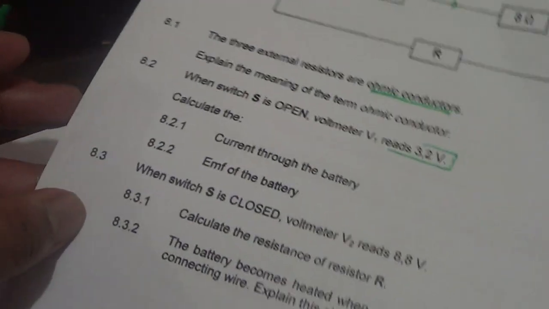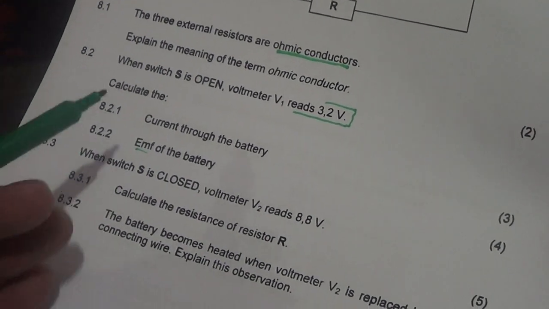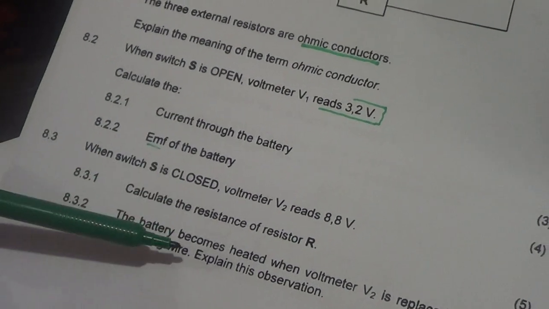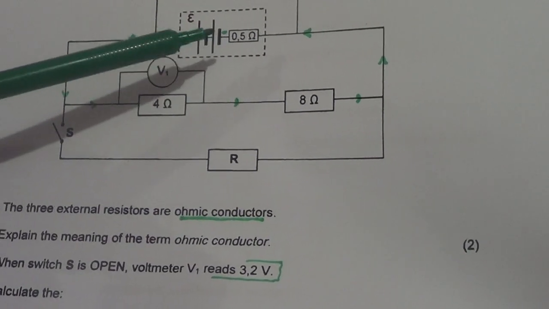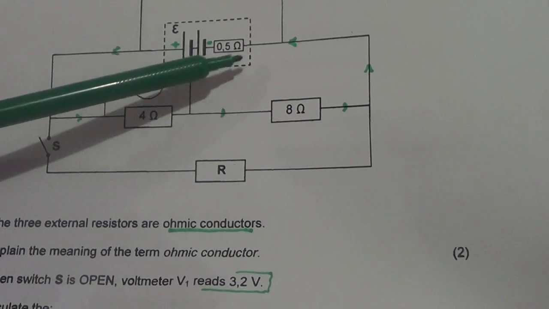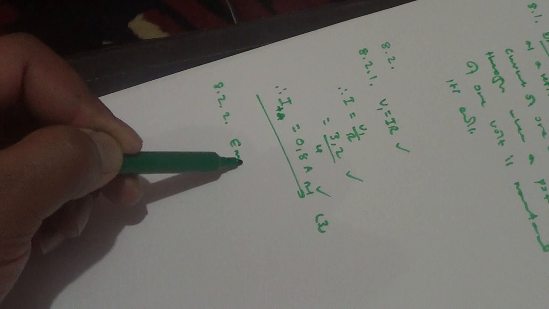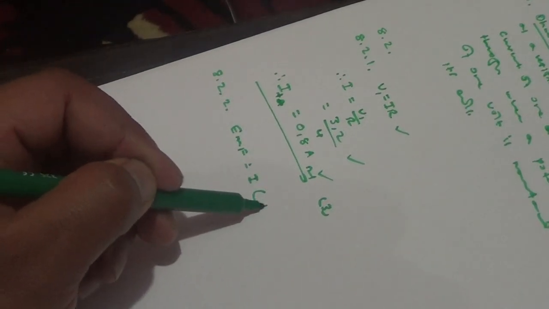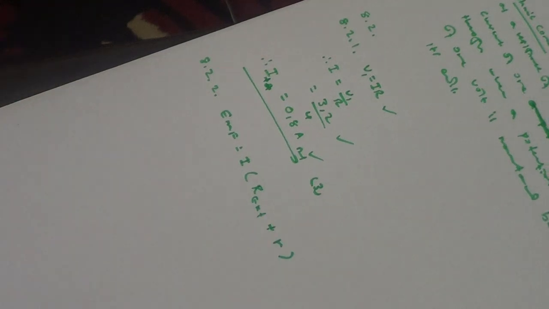8.2.2. Okay, let's move, we're spending too much time on this. Now it says calculate the EMF of the battery. The EMF of the battery, remember, is going to be the total voltage of the external circuit plus the total voltage of the internal circuit, that means the energy that will be dissipated by the internal resistance. This is easy because we know that EMF equals the total current multiplied by the total resistance of the external circuit plus the internal resistance.